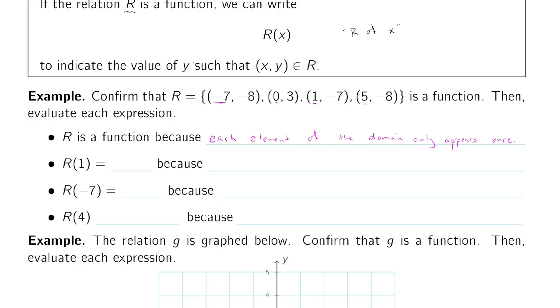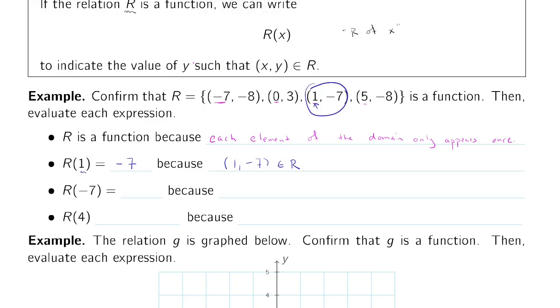To find R of 1, we look for a pair that has 1 in its first entry, and we find it here. So (1, -7) is an element of R. And so R of 1 indicates the y value at that point, -7. R of 1 equals -7 because the pair (1, -7) is an element of R.